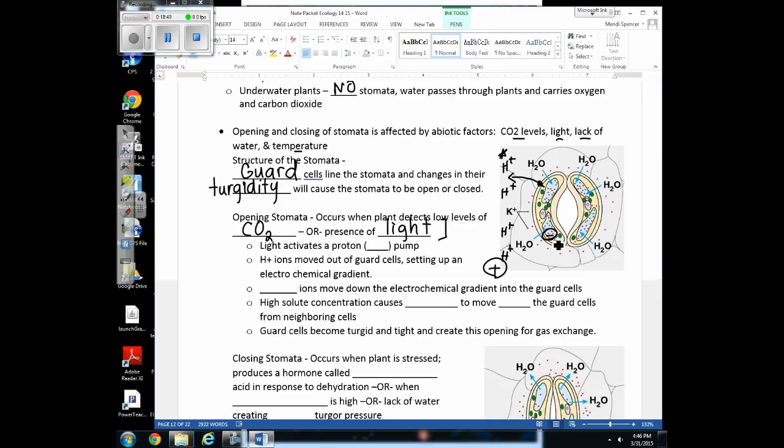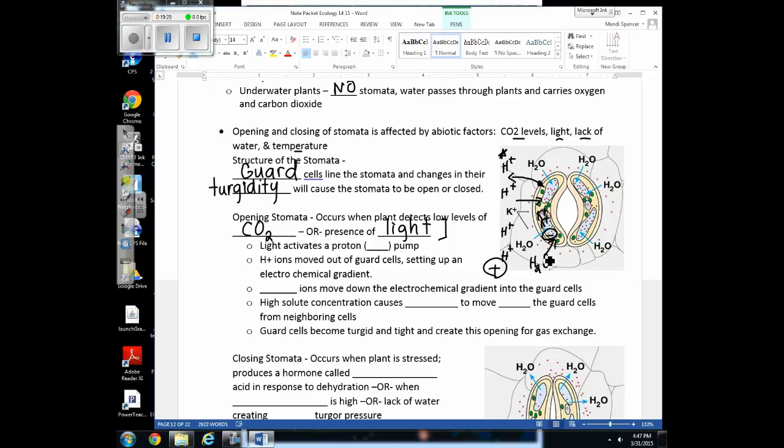These potassium ions in this situation are going to move down the electrochemical gradient. They're positively charged, so they're actually going to move to the area that is more negative. So all these little red dots are trying to symbolize potassium. So you can see there's a bunch of potassium inside of those guard cells. Whenever you get a high solute concentration in the cell, water is going to move into that cell. With all the potassium ions inside of the cell, water actually moves into the guard cells, and those guard cells are going to swell. They're going to get real tight, and then you're going to see that opening there, the stomata.